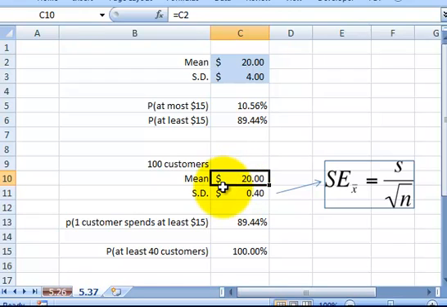Now, this is an important concept to understand. So this is going out, what if we went out and sampled 100 people and took the mean of 100 people? The mean's probably going to stay very close to 20 or about the same. But look what happens to our standard deviation. It goes from 4 down to 0.4.